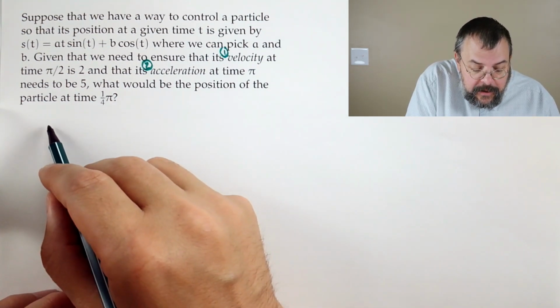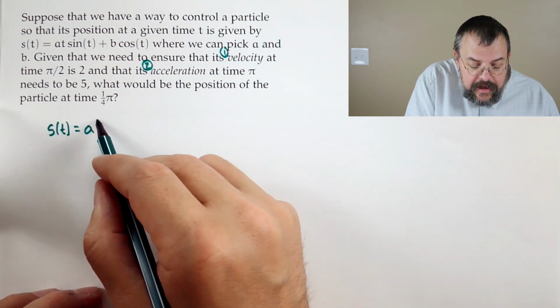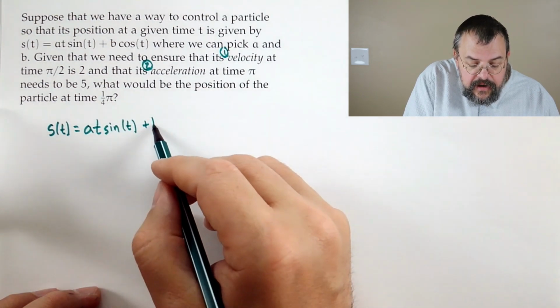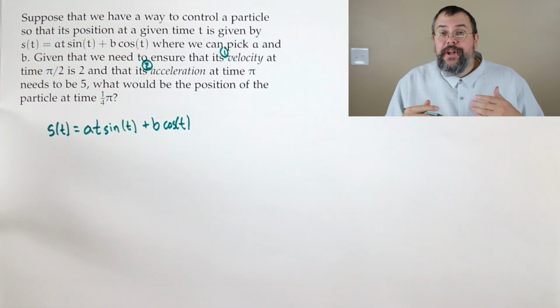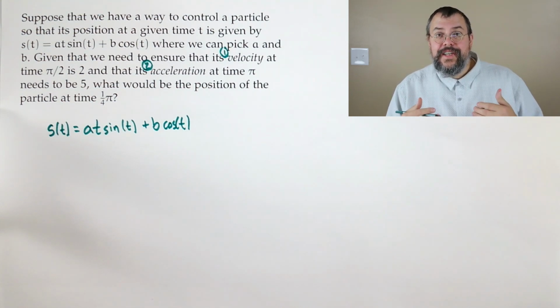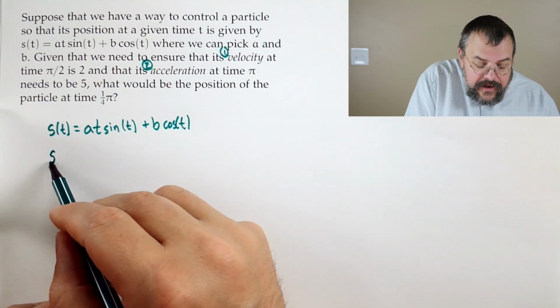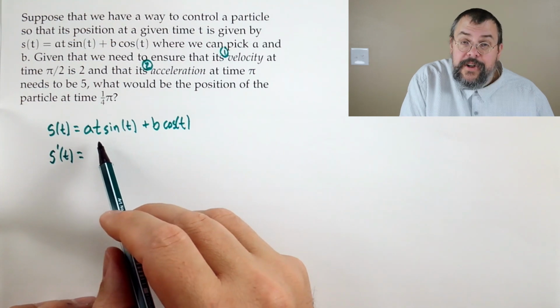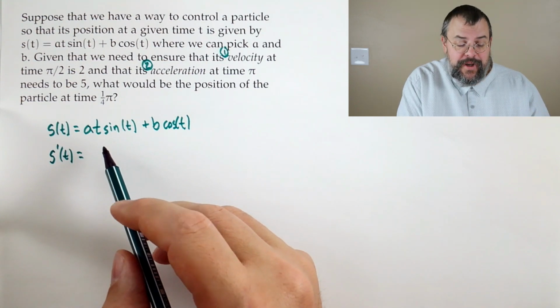So we have our function, s of t is a t sine of t plus b times cosine of t. All right, now we need to talk about velocity. How do we find velocity? Velocity is about how we change our position, and so that's our derivative, s prime of t. What rule do we need for t times sine t? Product rule, because we have 2 things multiplying.